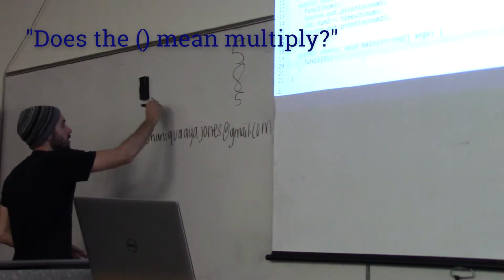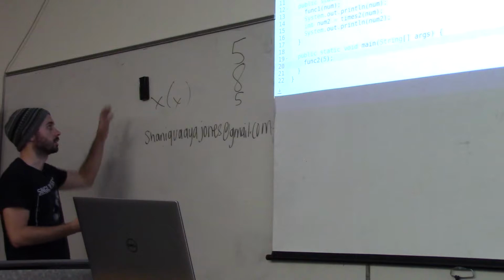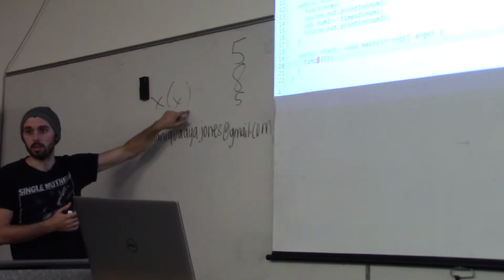That is a good point. In math, if you just have like x, y, this means x times y, or it can mean a function call. But in CS, this means a function call, not multiplication.